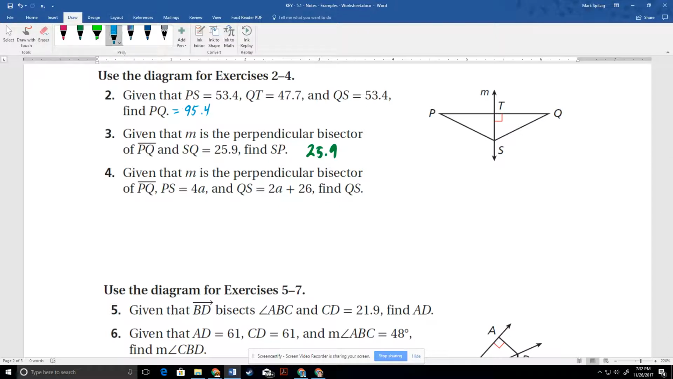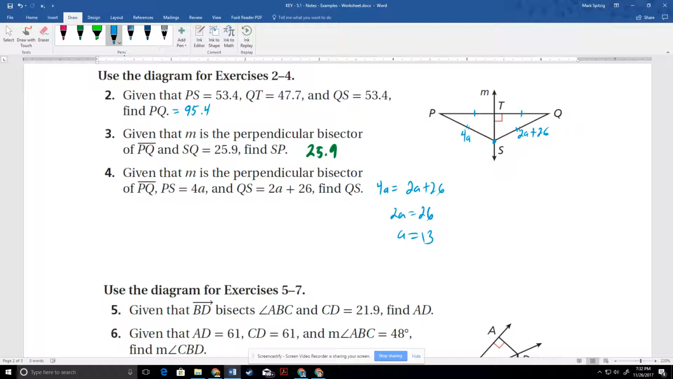So we have M as the perpendicular bisector, so it's splitting it, and it's perpendicular, which is already marked. It says PS equals 4A, and QS equals 2A plus 26. The thing we know is that S is equidistant from the endpoints, from Q and P, so they're going to be the same. So 4A equals 2A plus 26, so 2A equals 26, so A equals 13.